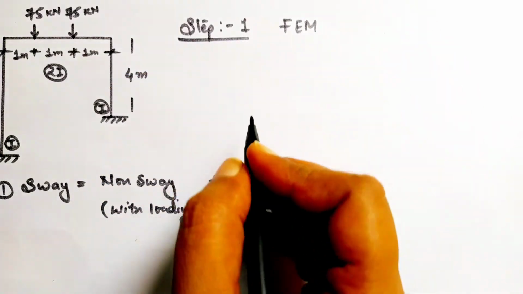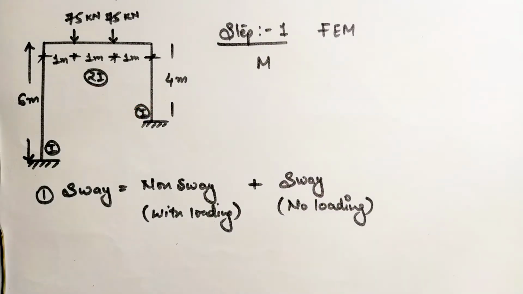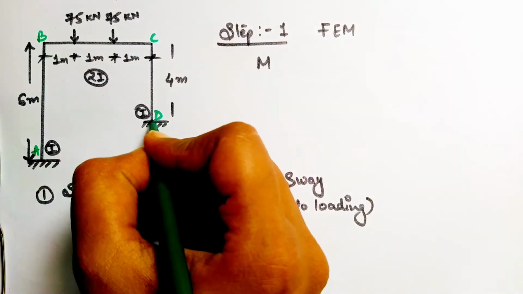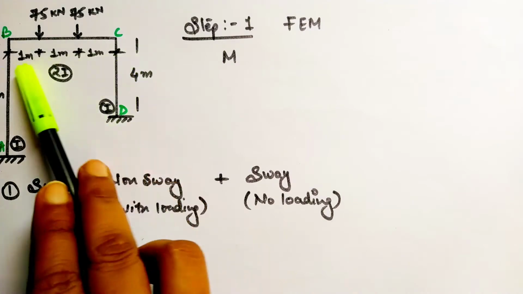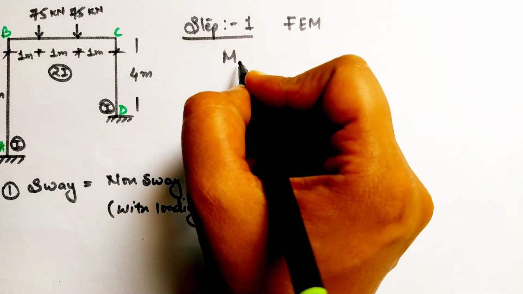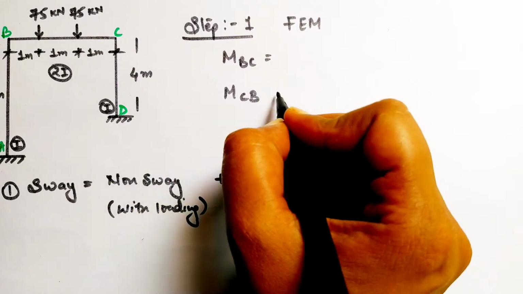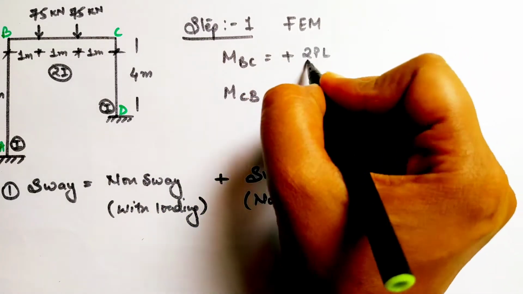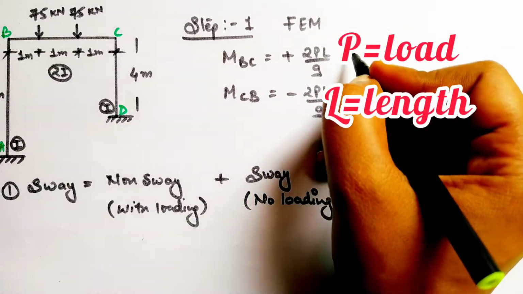Step number one is the fixed end moments. First we'll denote our joints, putting A, B, C, D onto the frame. For this kind of loading we have a ready-made formula. On the legs there are no loads, just on the story, that is on BC, we have a loading. For that we have the ready-made formula 2PL/9, where P represents the load.